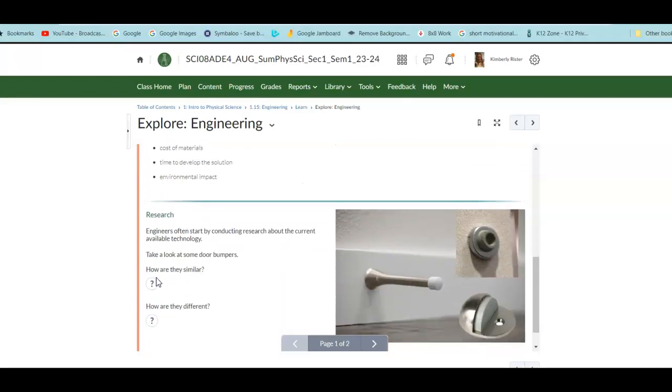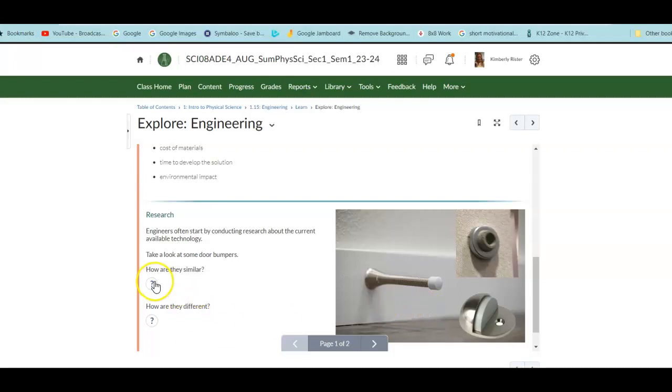And then the next question says, how do engineers start the process of creating a design? Engineers often start by conducting research about the current available technology. So that is your answer to guiding question number 2. So take a look at some door bumpers. There are some pictures over here.